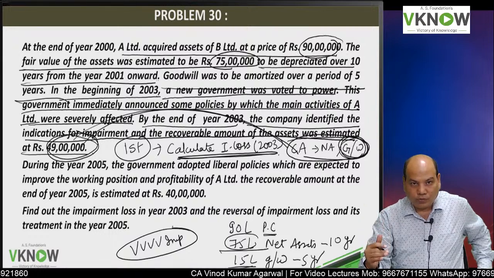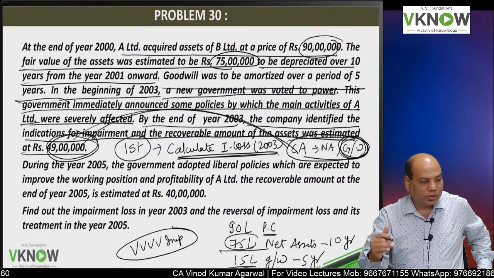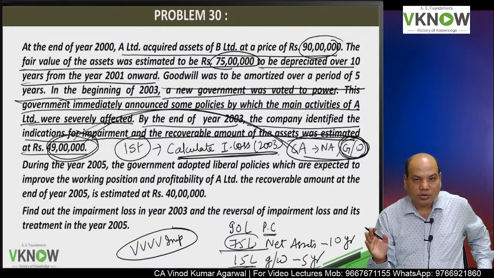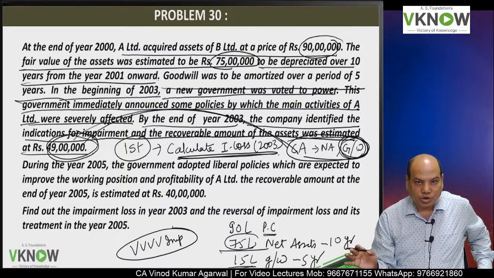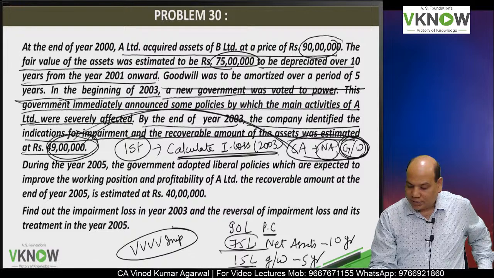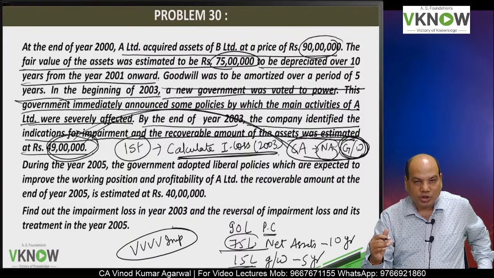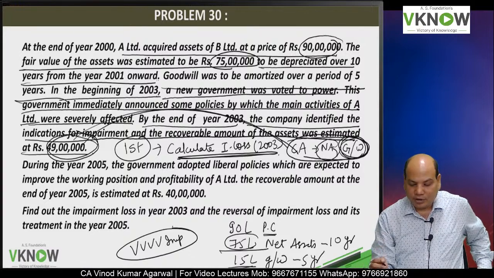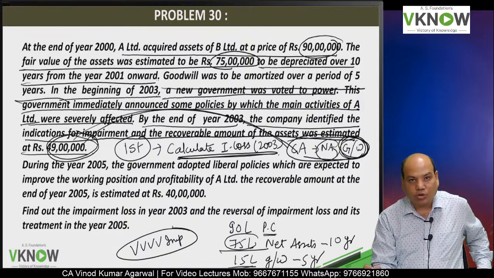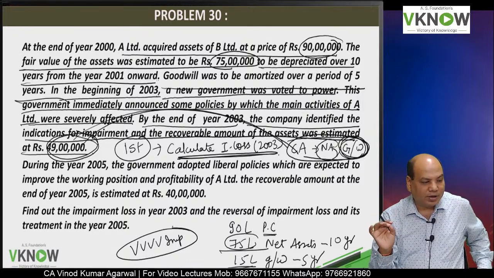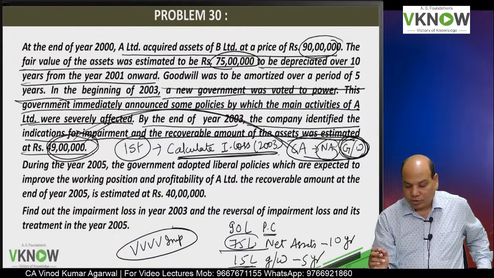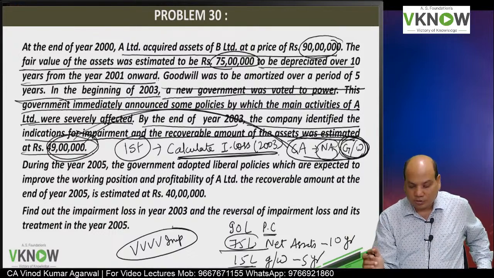Then the value of goodwill and net asset will go down. If the value of goodwill becomes 0, there is no further amortization of goodwill. Net asset will be depreciated over remaining life. Remaining life is 7 years. 3 years are over. So over the remaining 7 years, you will depreciate the revised carrying amount of the net asset.